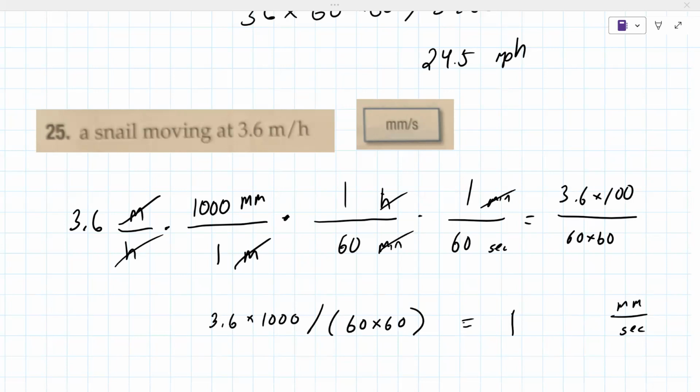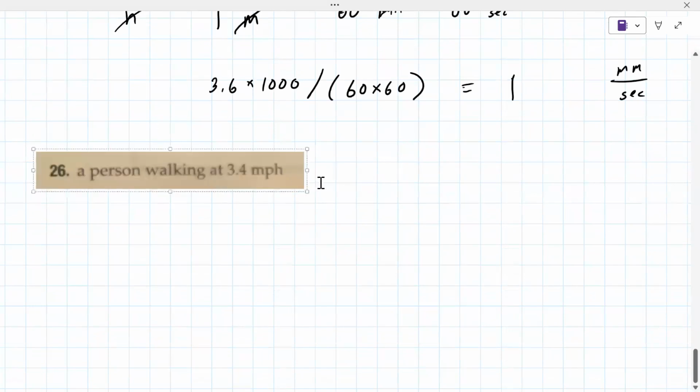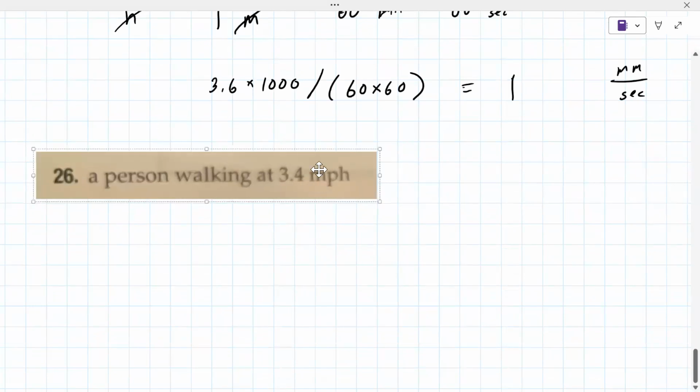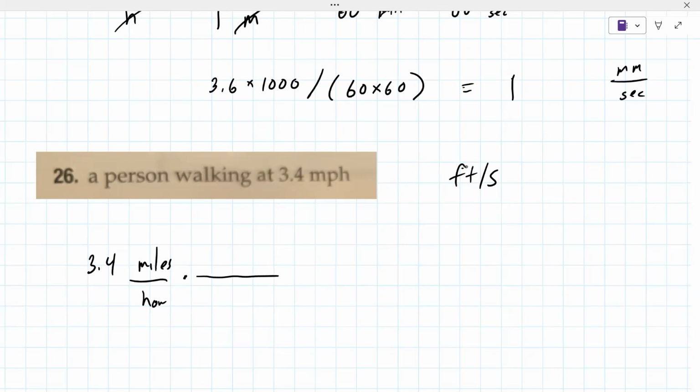All right. Let's do 26 because 27, I guess you can look up in the back of the book. So a person walking, this actually is pretty reasonable. Sometimes you want to know how many miles per hour you walk, but they probably want feet per second on this one. So this again, it's a double conversion. You got to decide which one you're going to convert. Let's go miles to feet. In 1 mile, there's 5,280 feet.